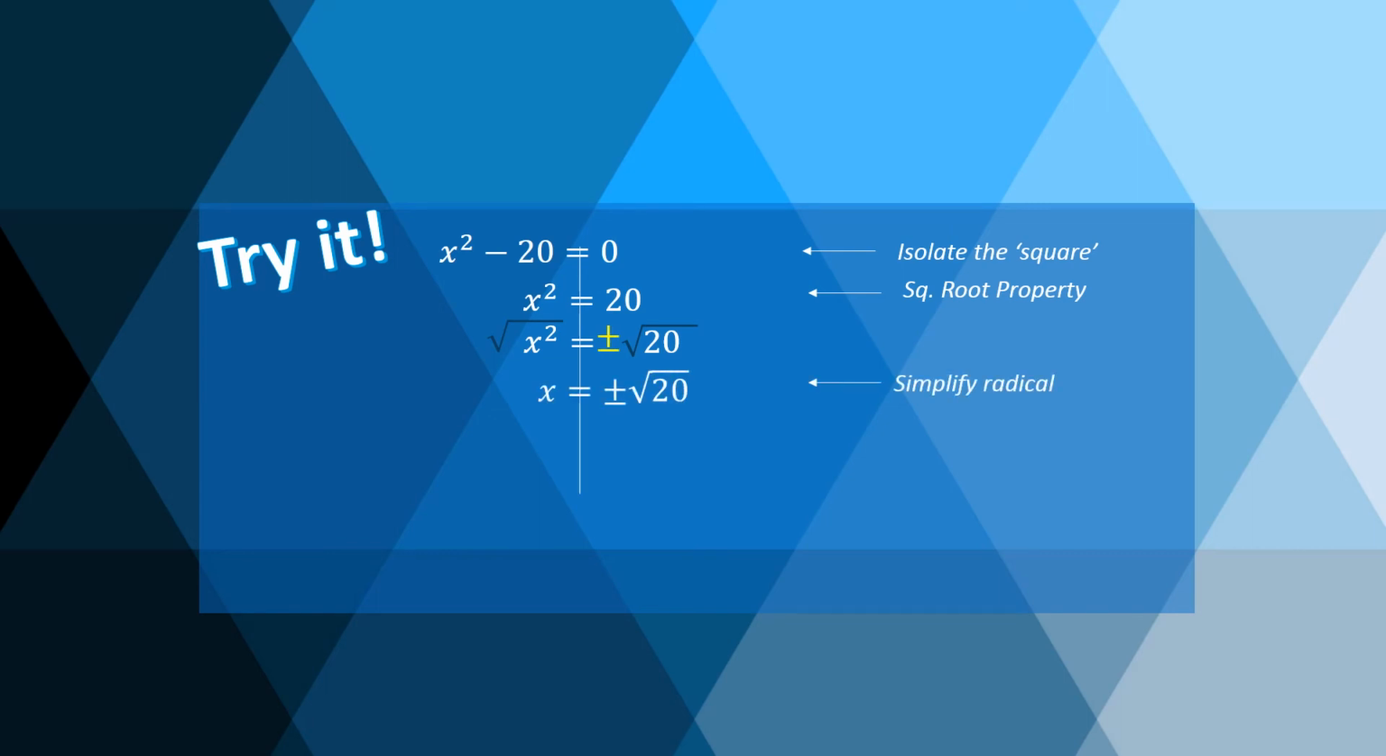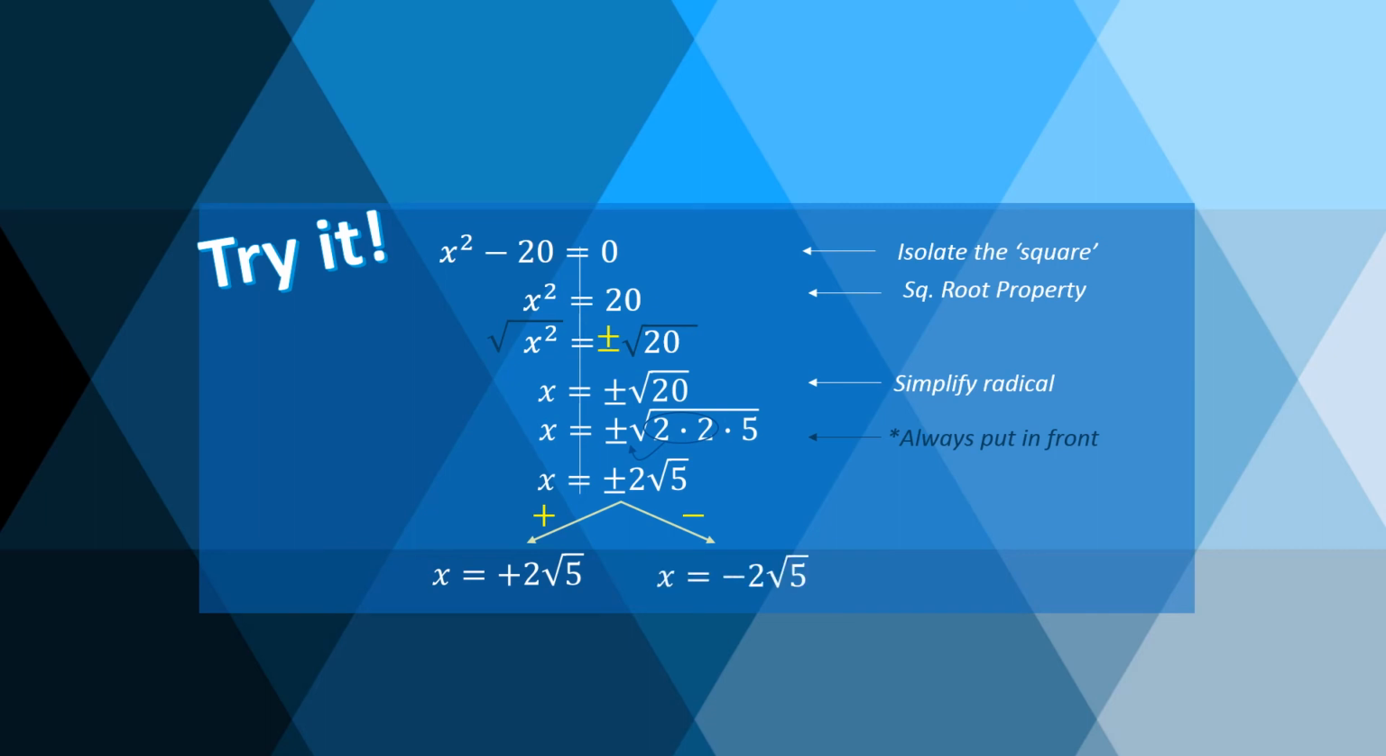From here, we want to simplify the radical, so you should have done the factor tree of 20. Notice you did have a set of 2's, and you always put it immediately in front of the radical. And you should have x equals plus or minus 2 square root 5. I do want you to take the time to separate this into two separate solutions. Your first one should be x equals positive 2 square root 5. I do want to note the positive sign in front of the 2 is not necessary for your final answer. The second solution would be x equals negative 2 square root 5, and both of those would be your solutions for this problem.